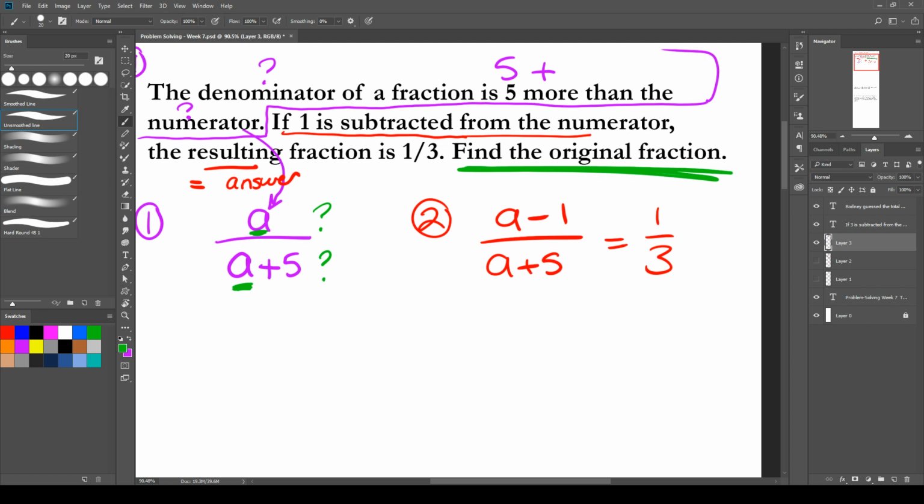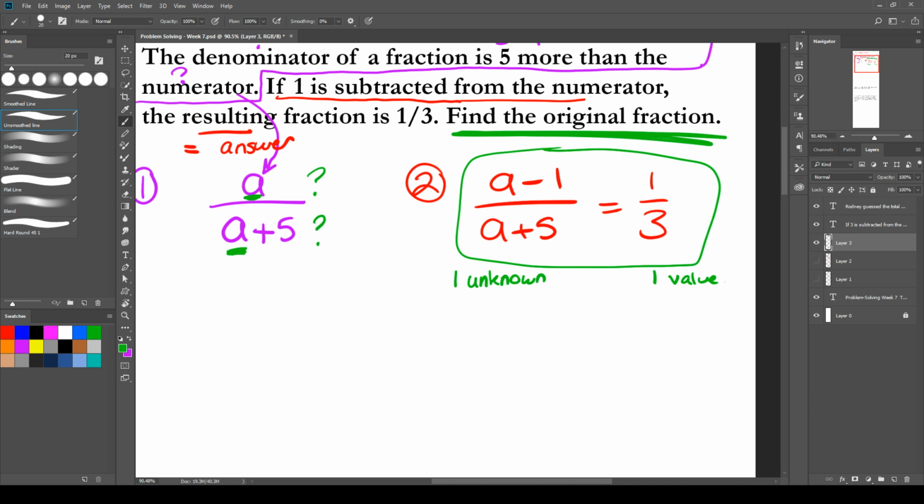To find the value of A, I think I have to work with this. This is the other bit of information that's given to me. I have one unknown, and I have one value or one answer. That's usually enough. So if I have 2 unknowns, then I would expect to be given 2 bits of information, 2 bits of values. I could rearrange this or gather like terms and process it and simplify.